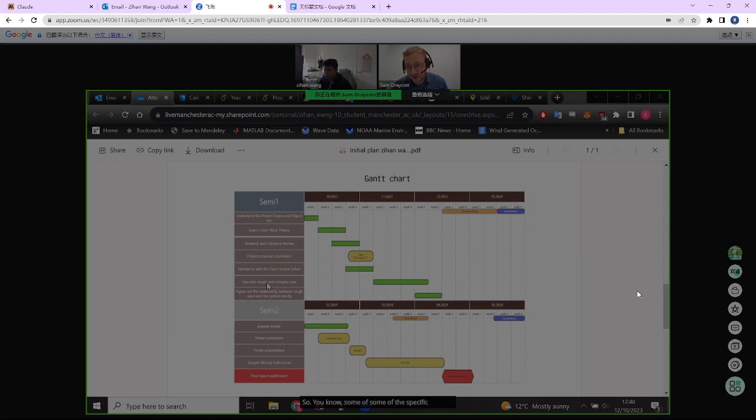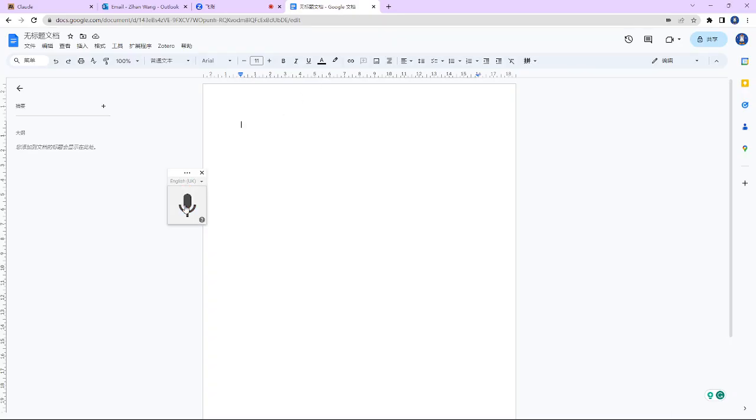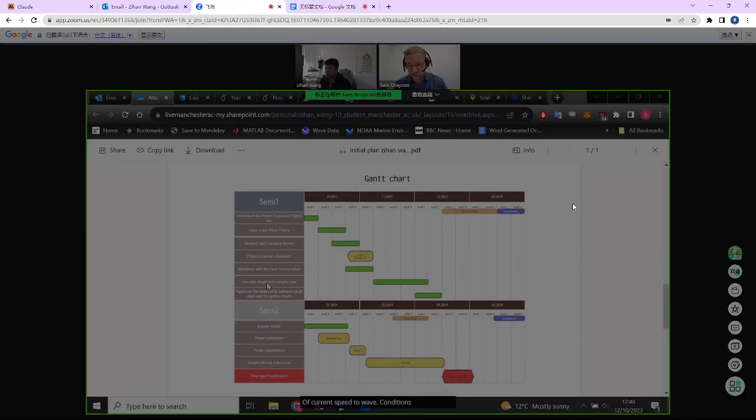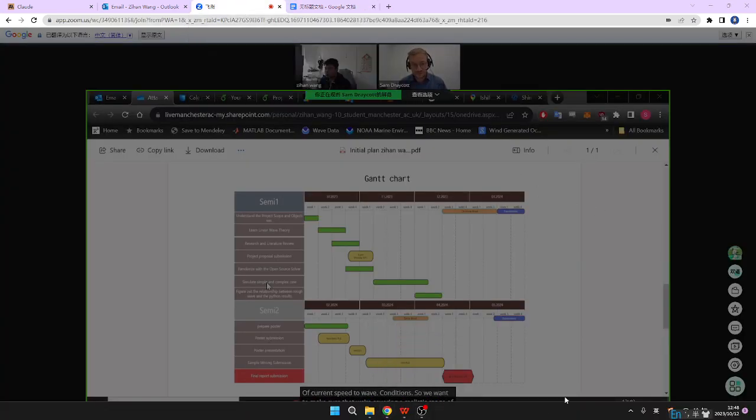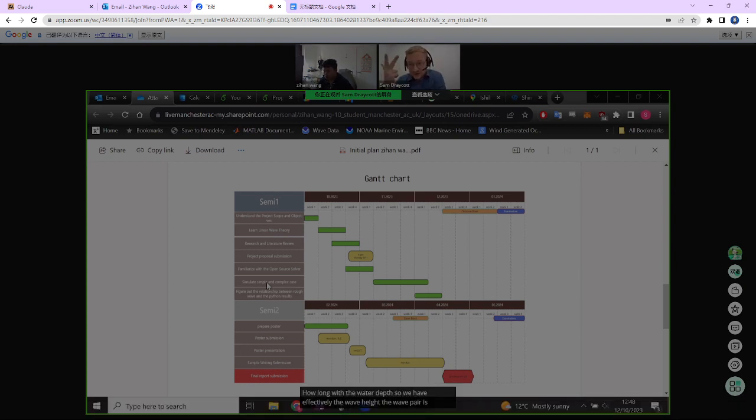Some of these specific things are around defining the input current fields, the underlying current fields, and defining the wave current combination. So what's a realistic range of current speed to wave conditions? We want to make sure that we're covering a realistic range of those parameters along with the water depth. So we have effectively the wave height, the wave period, the wave angle, the water depth, the current profile, the shape of the profile, and also the peak velocity as our main parameters. We need to decide how we're going to explore that space when we have a few parameters of interest, and then maybe how we make that more realistic as well.